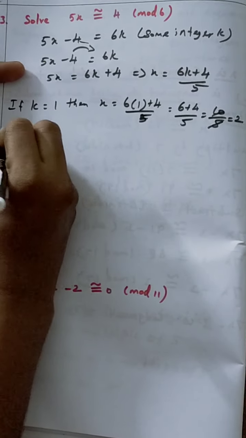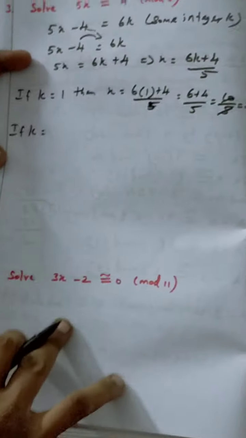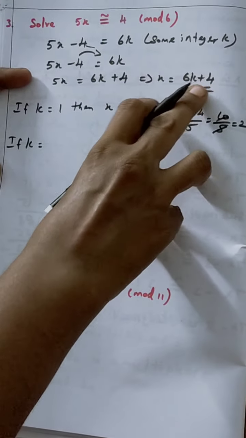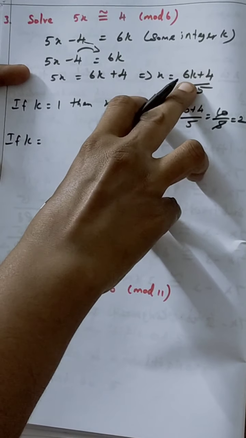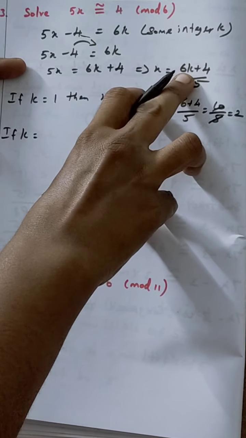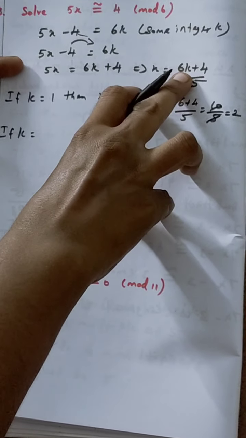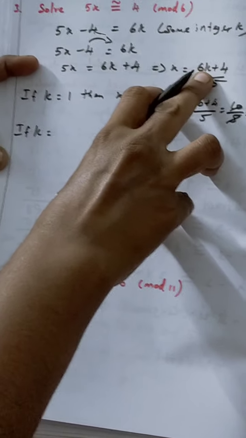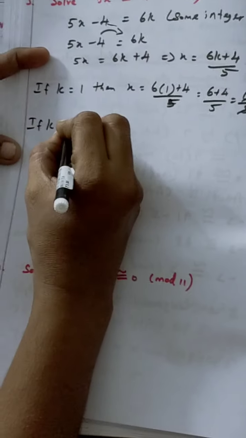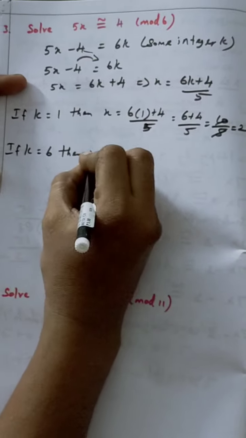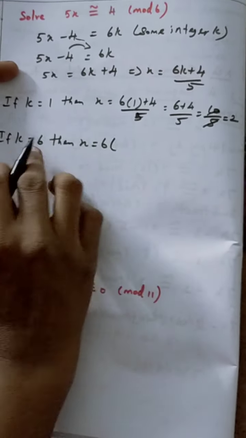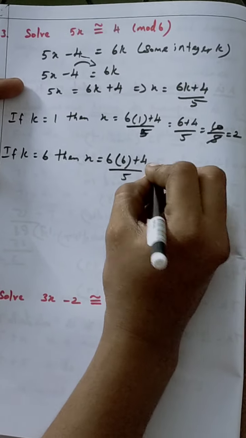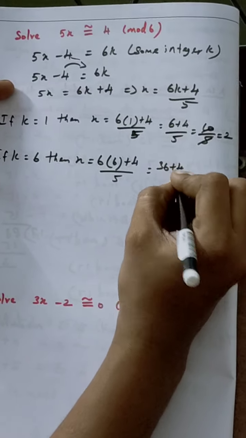The next one, if k equal to, what is the next value you find out? So 2, 6 twos are 12 plus 4 is not divisible by 5. Then any other value, 6 fives are 30 plus 4 is not divisible. Next value 6, apply k equal to 6, then x equal to 6 into the k value, substitute 6, plus 4 divided by 5. 6 sixes are 36 plus 4 divided by 5.